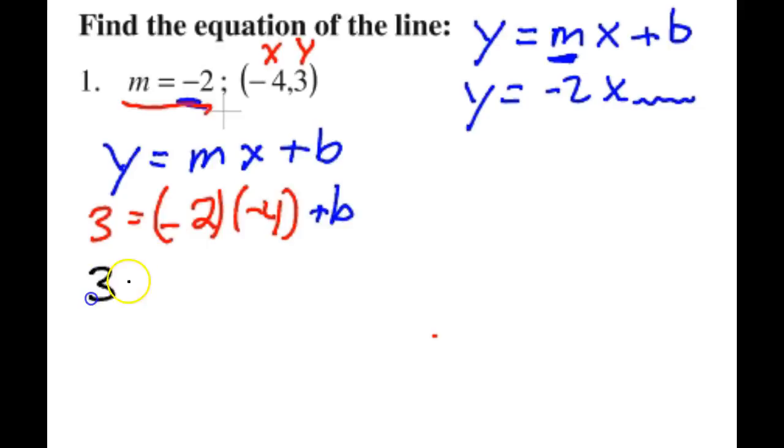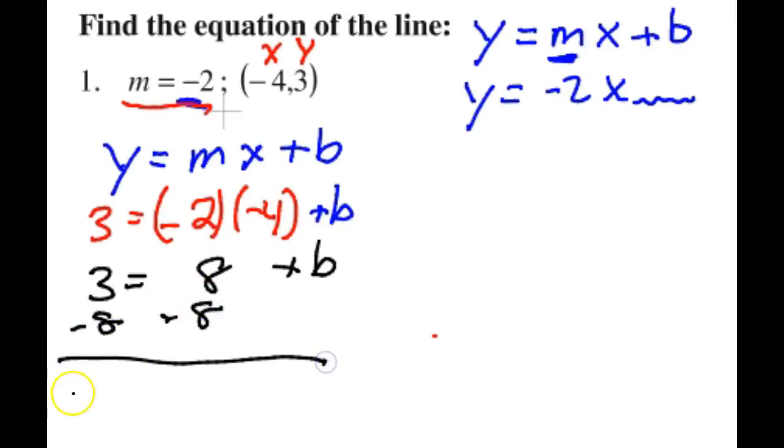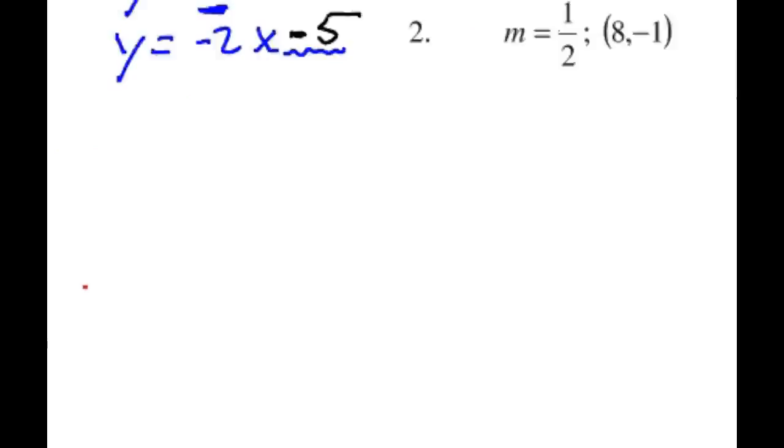So we have 3 equals negative 2 times negative 4, which is positive 8. And now we can subtract 8 on both sides. So we get negative 5 equals b. So I know my equation is y equals negative 2x minus 5. Let's do another one just like that.